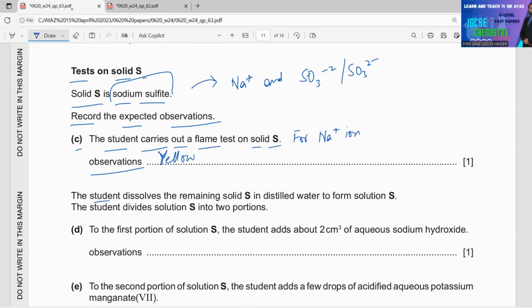The student dissolves the remaining solid S in distilled water to form solution S. The student divides solution S into two portions. To the first portion of solution S, the student adds about 2 cm3 of aqueous sodium hydroxide. Observations. This is a test used for the presence of the cations, and we don't have the test for the Na+ ion with sodium hydroxide, as sodium hydroxide also contains Na+ ion. So there will be no change.